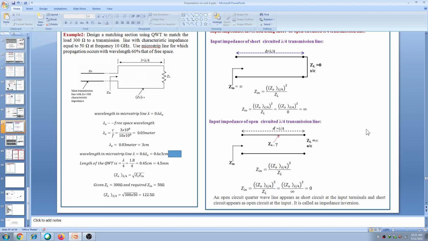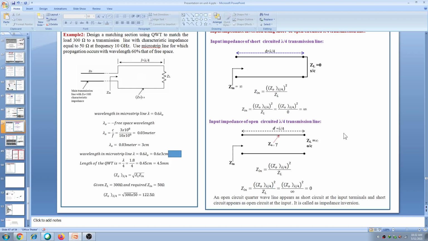Okay. So this is called impedance inversion. Open and short circuited lambda by 4 lines act like impedance inverters. They also find applications in communication systems at high frequency operation. And sometimes we are not able to implement a short or an open. In such a case, we can go for these transmission lines. Okay, we will see the application also.